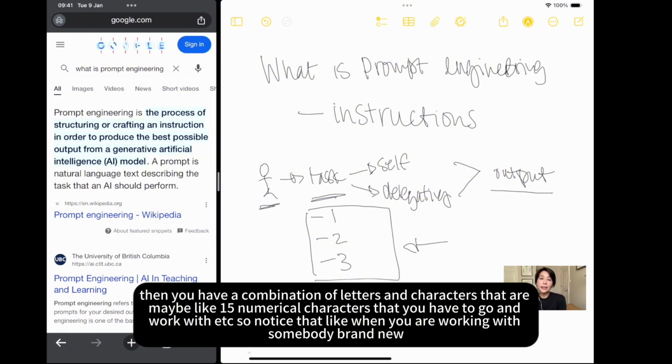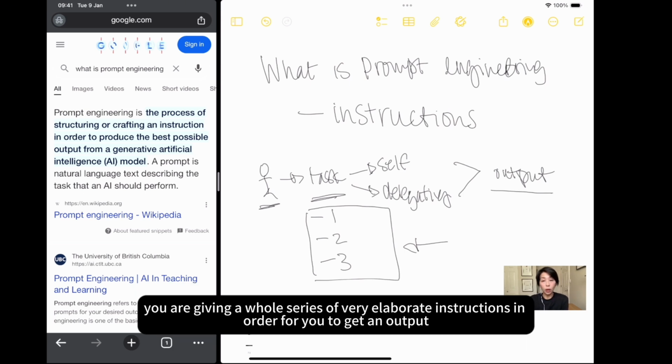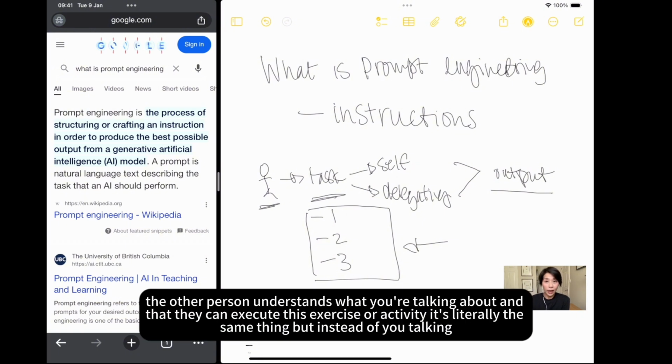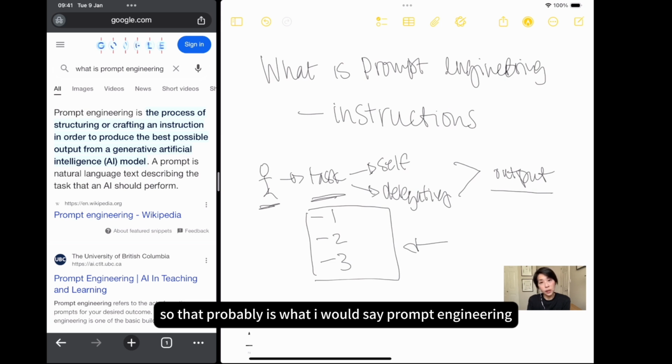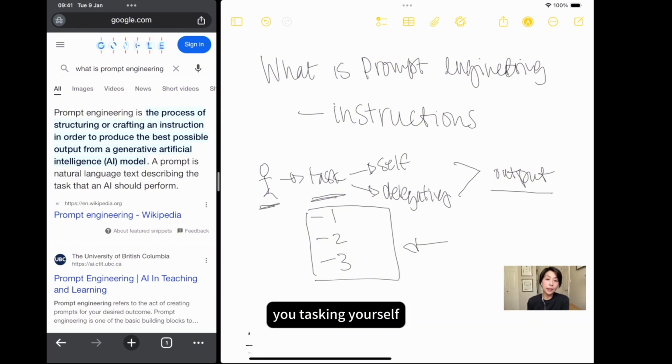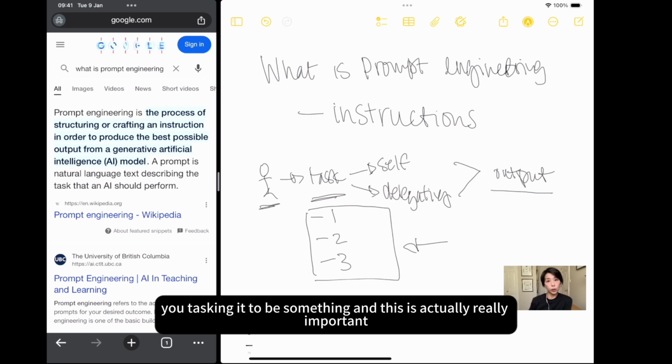So notice that when you are working with somebody brand new, you are giving a whole series of very elaborate instructions so that you get an output, which is that the other person understands what you're talking about and can execute this exercise or activity. It's literally the same thing, but instead of talking to another person or to yourself, you're actually telling AI to do this. So that probably is what I would say prompt engineering is. This is the quickest way to understand what the position is. Is it you tasking yourself, or you tasking it to be something?